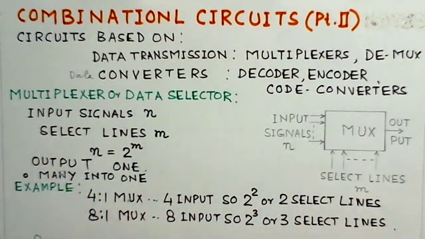So we'll take some illustrative examples of these multiplexers. Like a 4:1 multiplexer, it has 4 inputs, so it's 2 to the power 2, or 2 select lines. An 8:1 mux has 8 inputs, so it has 2 to the power 3, or 3 select lines.